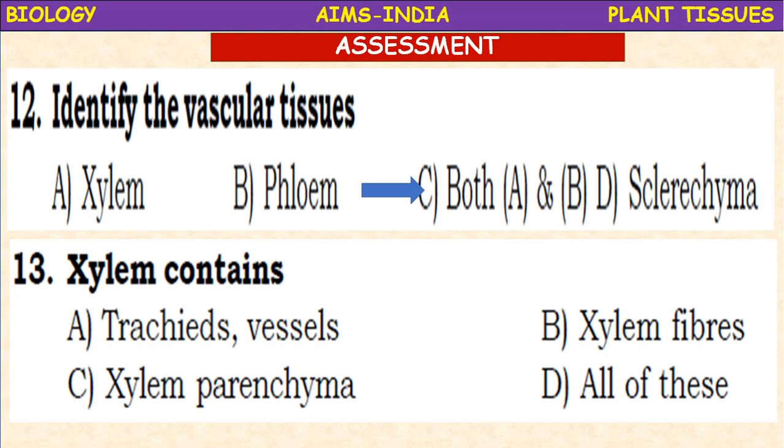So xylem contains tracheids, xylem vessels, xylem fibers, xylem parenchyma. So all of these. You can write this in the form of xylem tissue is equal to tracheids plus vessels plus fibers plus parenchyma. Okay, shortcut.